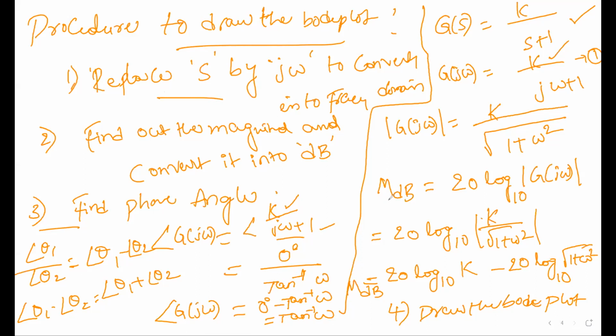Please read the steps in serial order. Replace s by j omega to convert into the frequency domain. Next, find the magnitude and convert it into decibels. Next, find the phase angle. Last step, draw the Bode plot.